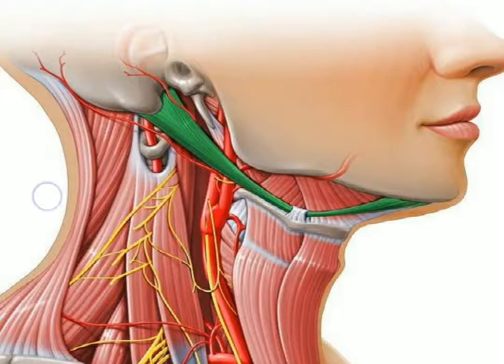And as its name suggests, digastric means it has two bellies. So it has an anterior belly and a posterior belly.